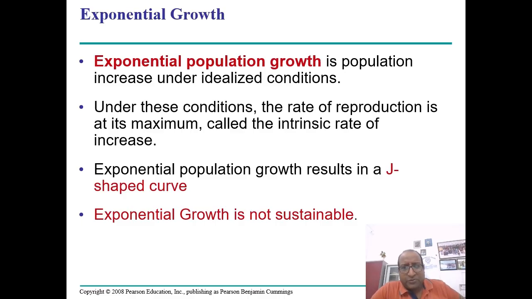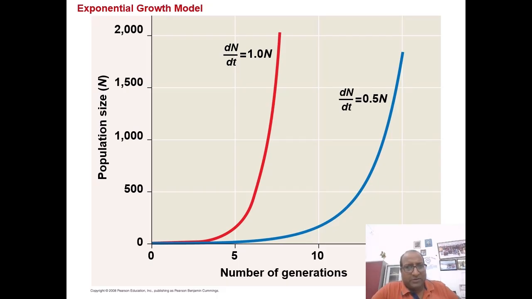But this exponential growth is not sustainable, because at a point overcrowding occurs and individuals start dying in that particular population. So you see here the number of generations. It attains the maximum number of individuals. This is known as the carrying capacity. The population size is shown on the Y axis, and on the X axis the number of generations is shown.